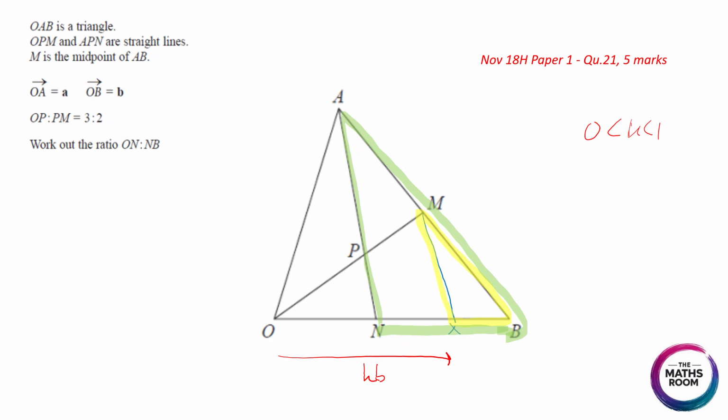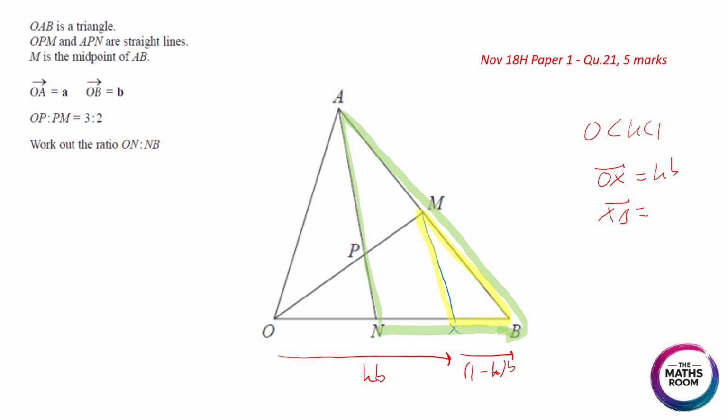So I've said that O to X is k lots of b, a multiple of b. Well, what does that mean? That means that this vector, the vector X to B, must be 1 minus k lots of b. I know that because if you add them together, the kb's cancel, you're left with b. So that's the important thing to say there.